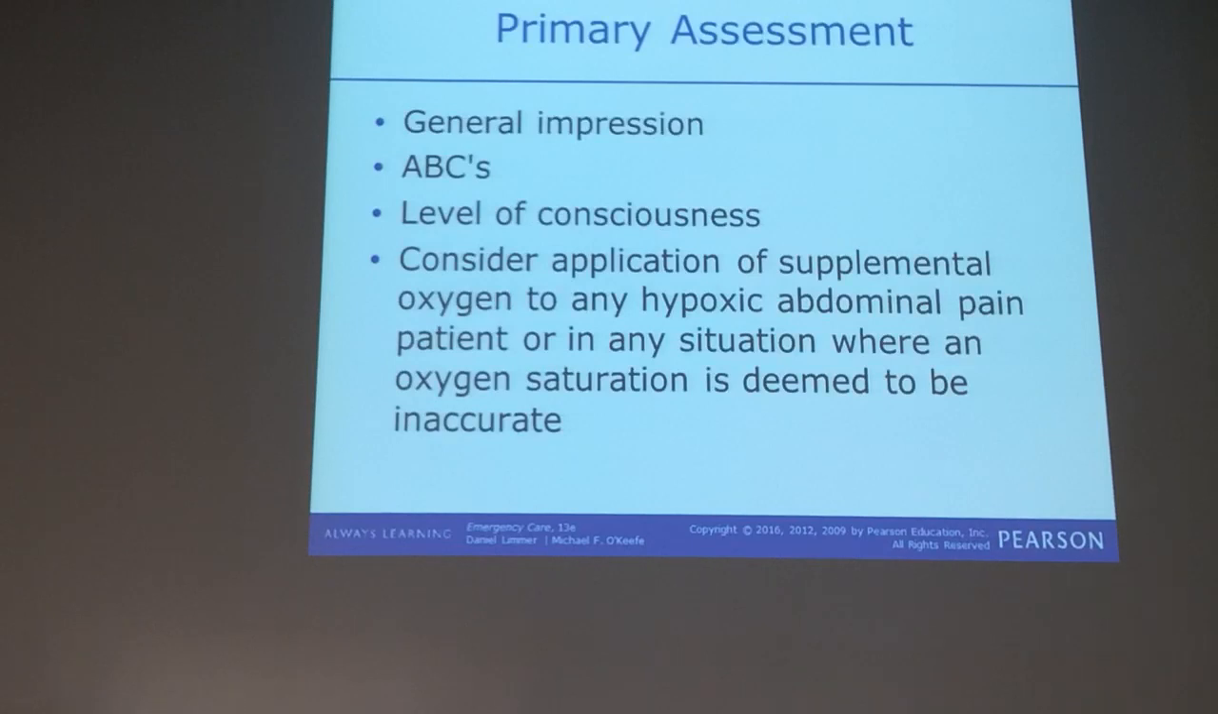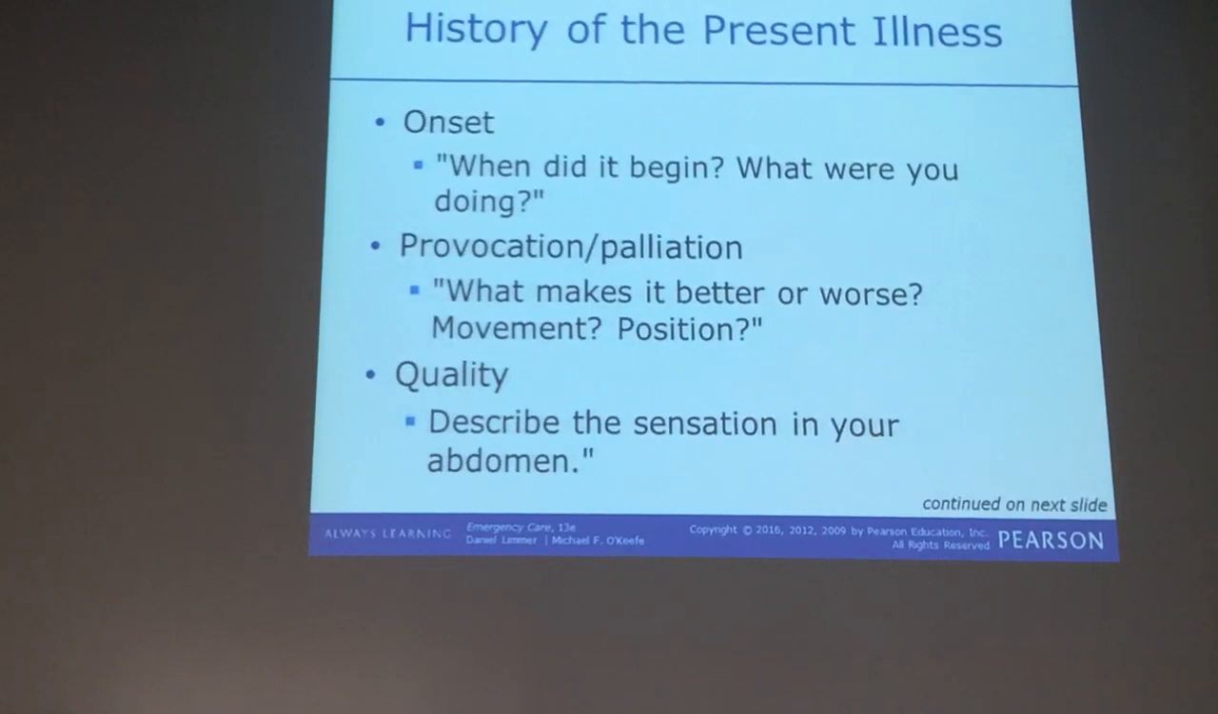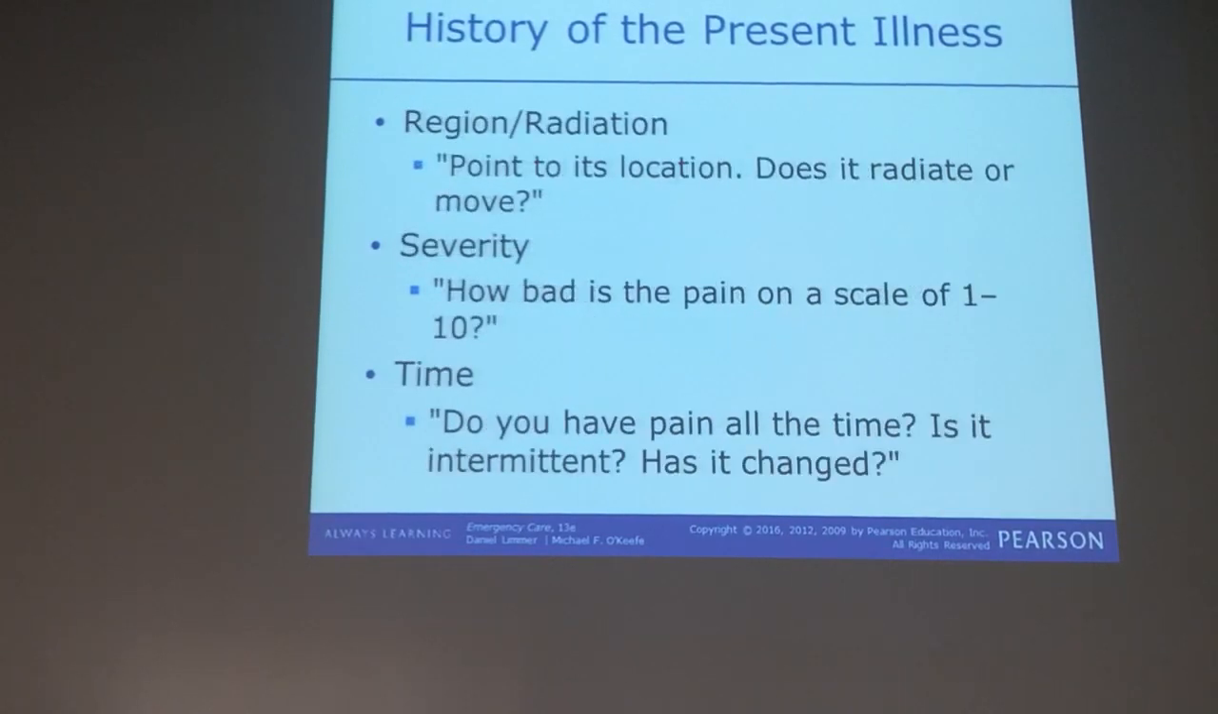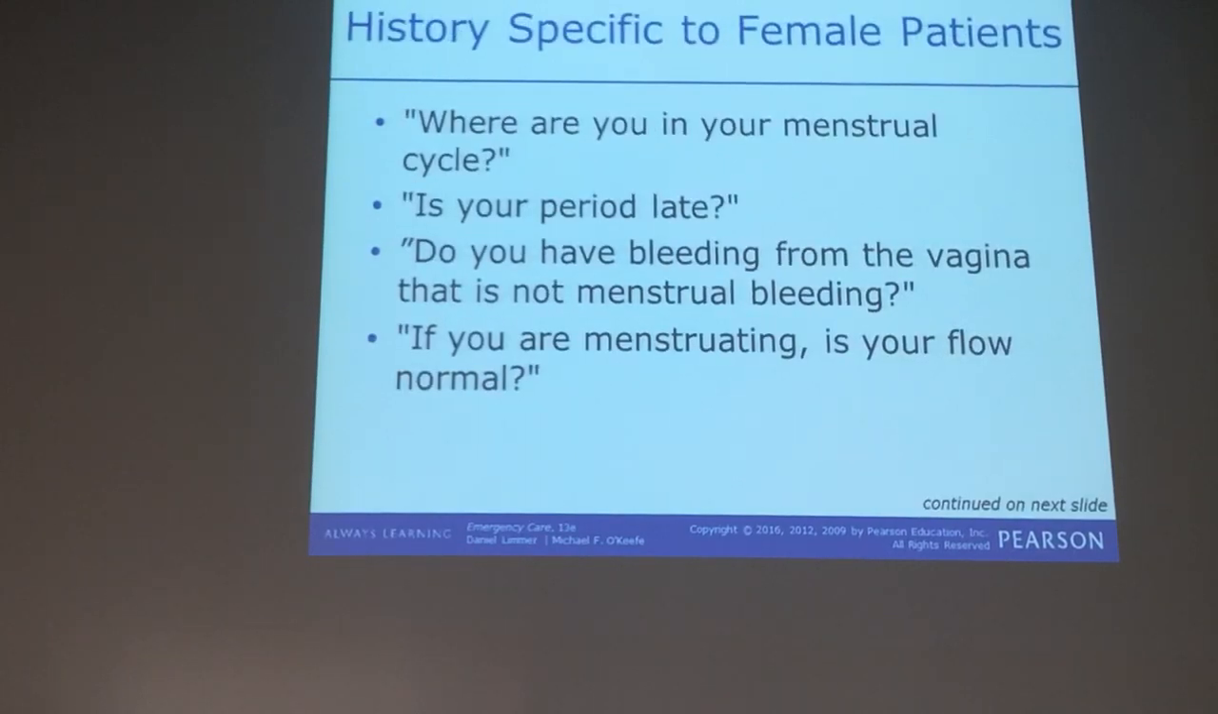We're going to try to get a good general impression, get our good ABCs, and figure out level of consciousness. Consider application of supplemental oxygen in the hypoxic abdominal pain patient. See what's going on. Then we're going to go through our OPQRST, and then we're going to ask some specific questions for females.